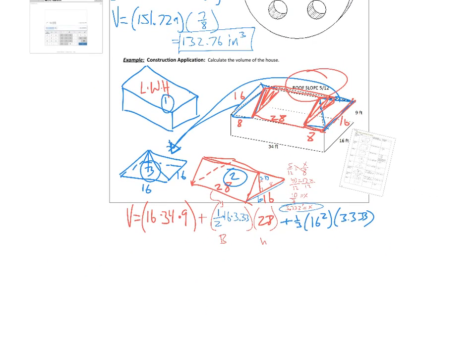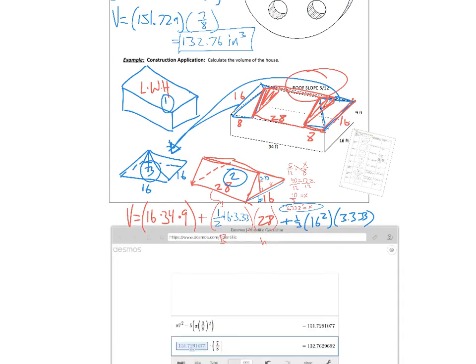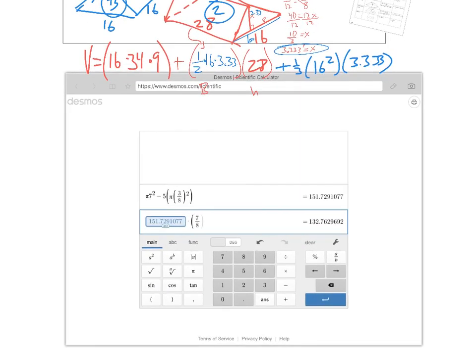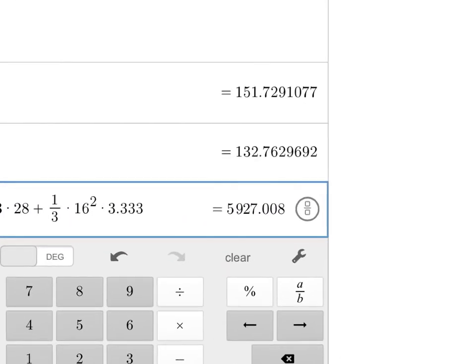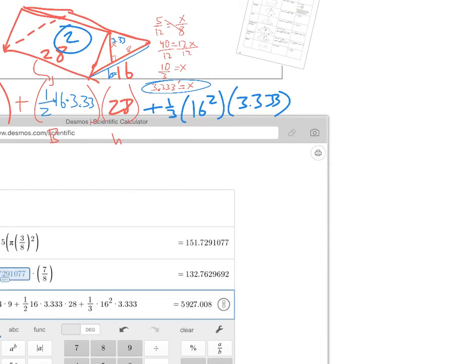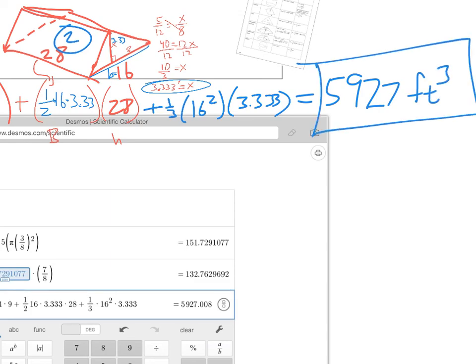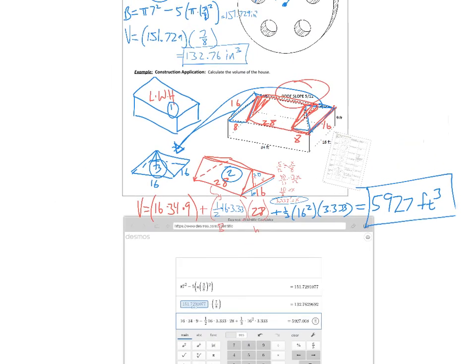All right, now we can go bust this out on the calculator. So punch that in, see what we can get. When we punch all of that into our calculator, let the calculator do the work, we get 5,927 cubic feet. And that would be important if you were going to heat or cool or insulate this house, things like that.